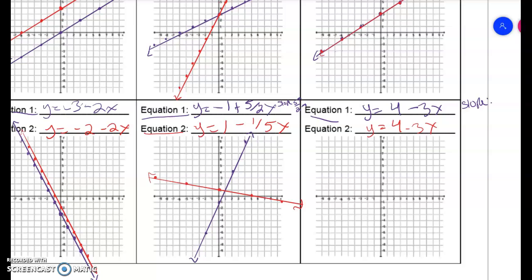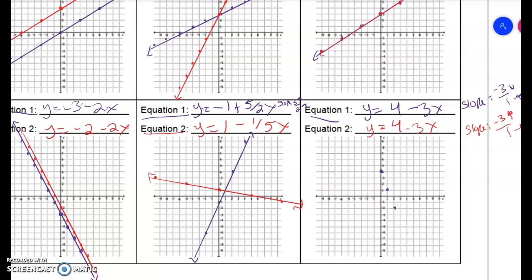So what we have here, you can see that my slope is -3, meaning I'm going to go down 3 and to the right 1. Same thing with my red line. My slope is -3 over 1, meaning I'm going to go down 3 and to the right 1. So let's see. I'm going to start at 4 for this purple one. I'm going to go down 1, 2, 3, and over 1.